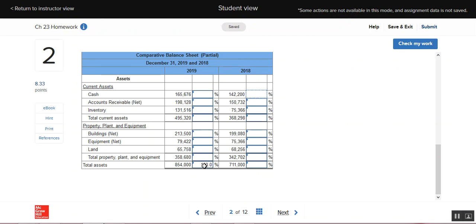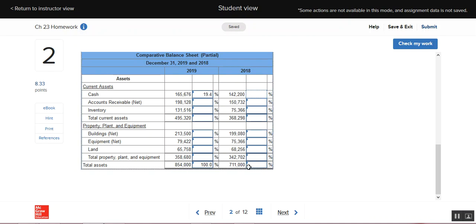So I actually already filled this one in. So we're doing, for example, cash as a percentage of total assets. So cash as a percentage of total assets would be $165,676. And we're going to divide that by total assets, which would be $854,000. So that gives us 19.4%, and the instructions say to round to one decimal.